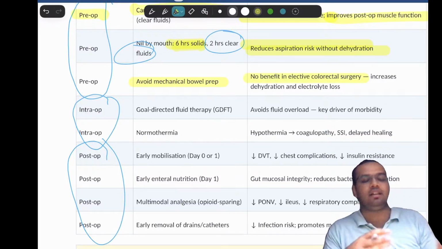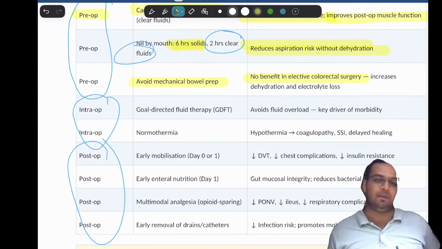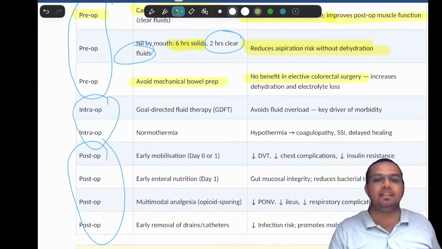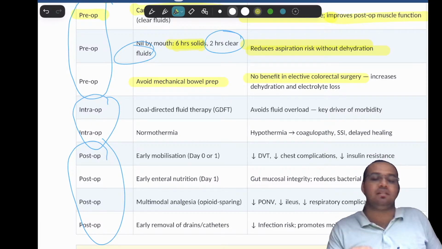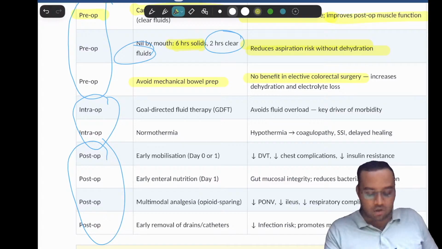So it is not a routine practice to do a bowel preparation in the Western countries. We still do it in India because the patient might be from a lower socio-economic class, and then the patient's infection will be very difficult to tackle later on.